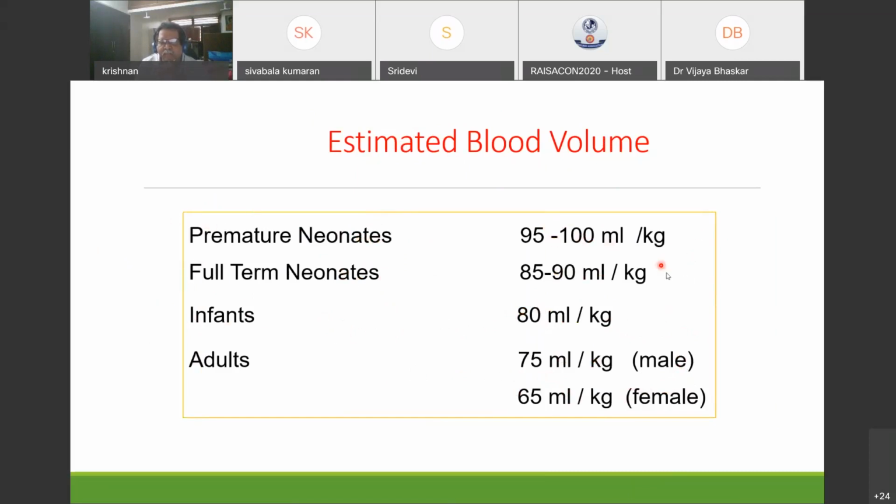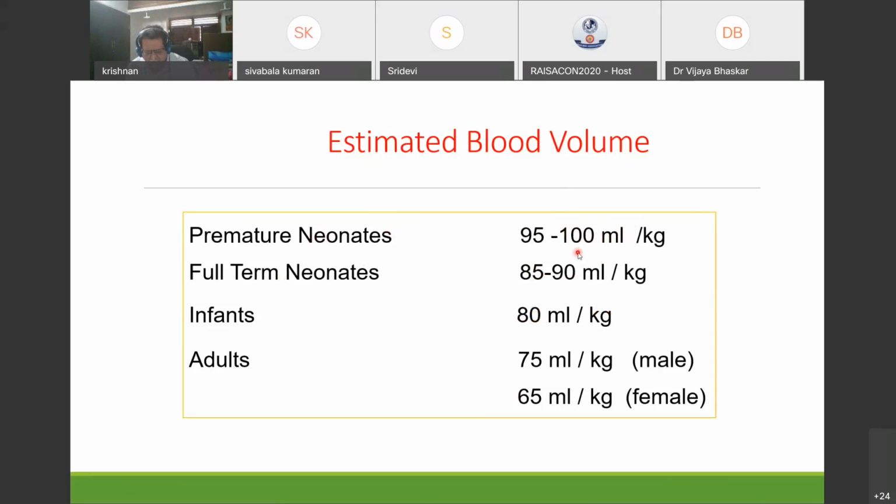Infants and neonates. So first thing you do is, if the baby is 10 kg, its estimated blood volume will be 800 ml. If the neonate is 3 kg, a full term neonate, estimated blood volume will be 270 ml. If it is a preterm baby of 1.5 kg, estimated blood volume will be 100 into 1.5, roughly around 150 ml.